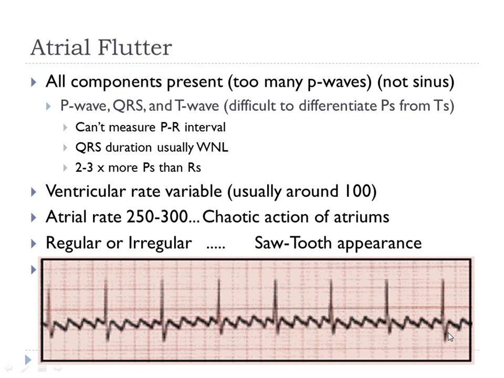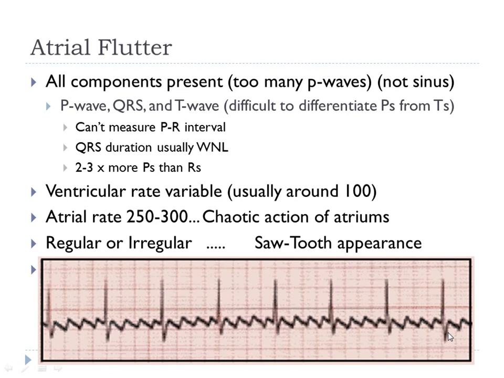So this rhythm is probably not sinus. There are impulses happening elsewhere than the SA node causing the atrium to contract. So something is going on here. The atrium are contracting too often. You can't measure the PR interval because you can't decide which one is the correct P wave, right? Which one's the real P wave? Which one is a T wave? Is that a T wave? I don't know. So you really can't measure a PR interval.